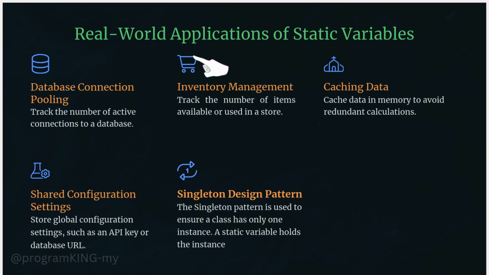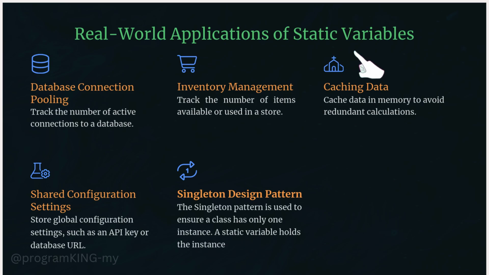Inventory management. Next, in inventory management, static variables come in handy for tracking the number of items available or used in a store. Imagine managing stock across multiple locations. A static variable can keep track of the total number of products in stock, making sure that all systems access the same value, no matter how many users or processes are involved.